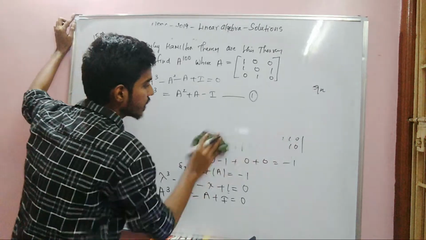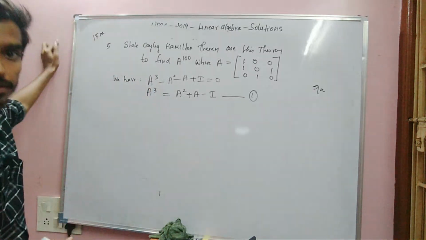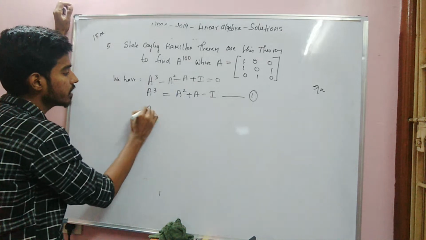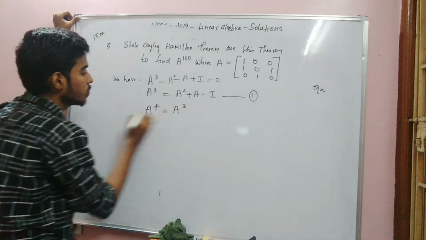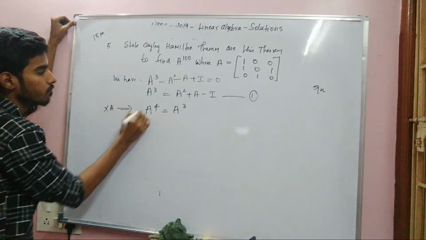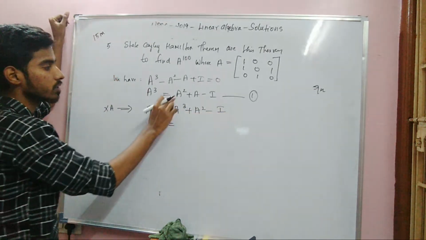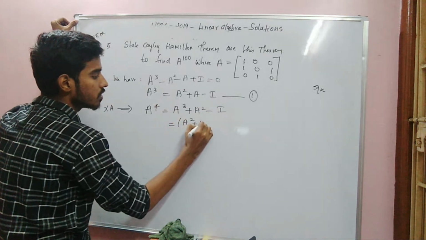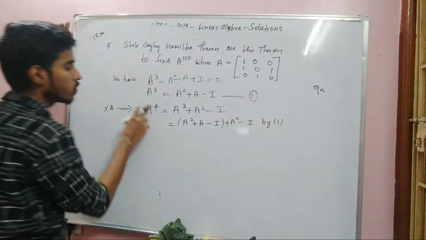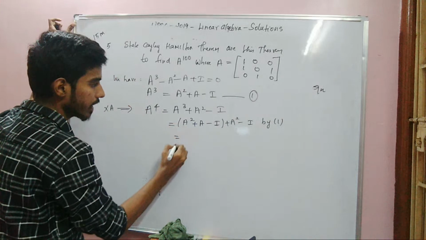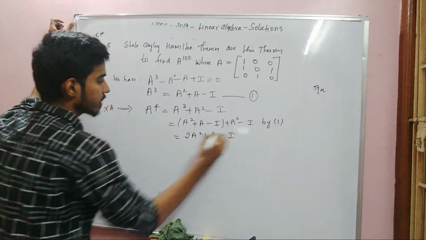Now I need to find A power 100, right? So first I need to find some pattern here. In order to find some pattern, what will be A power 4? For A power 4, I am going to multiply A on both sides. So this will be A cube plus A square minus I. Now I am going to replace A cube by equation 1: A square plus A minus I plus A square minus I. So I can write this as 2A square plus A minus I, right?